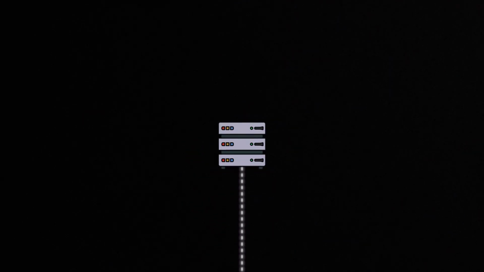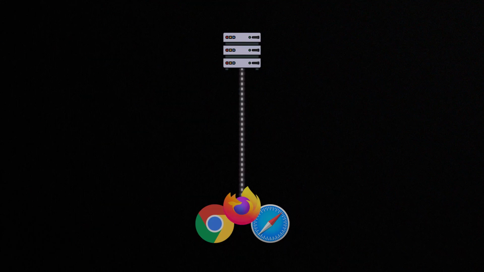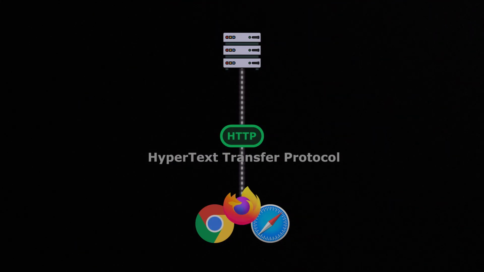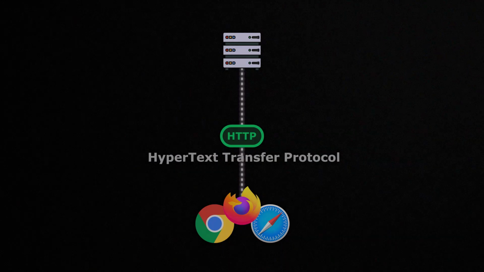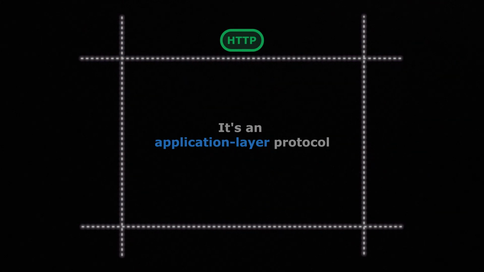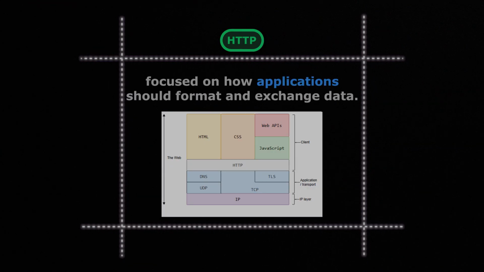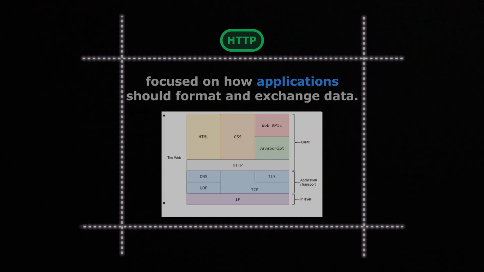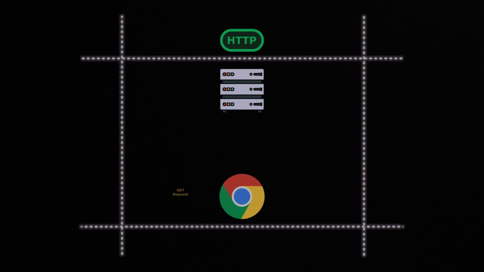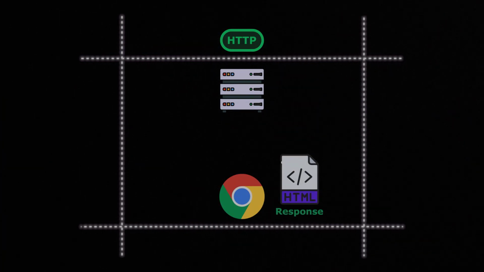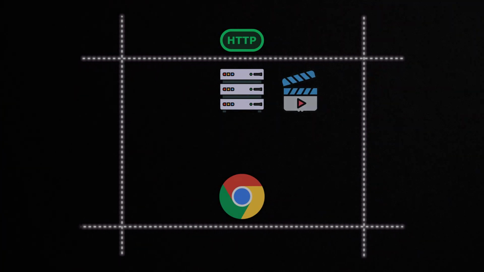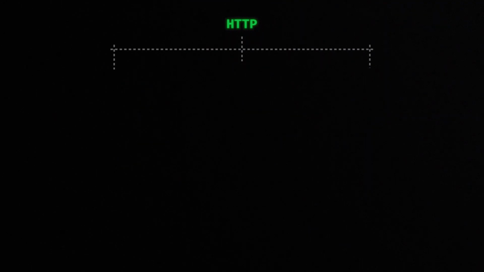Ever wonder how your browser actually talks to a website's server? It uses a specific language, and that language is HTTP, or Hypertext Transfer Protocol. Think of it as the official rulebook for conversations on the web. It's an application layer protocol, which is just a fancy way of saying it's focused on how applications like your browser should format and exchange data. Its main job is to transfer the files that make up websites, like HTML documents, images, and videos, from a server to your screen. HTTP is made up of two main parts, requests and responses.